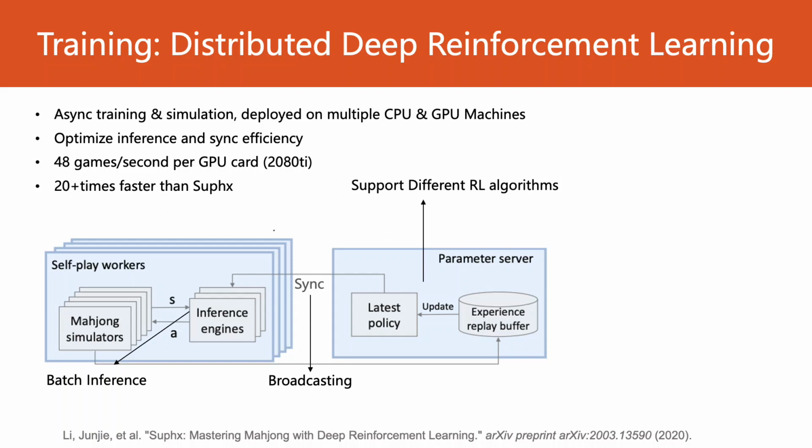So with this framework, in this competition, we can simulate 48 games per second per GPU card in the inference engine, which is more than 20 times faster than the training framework described in MSRA's paper. With this framework, we can easily extend our AI system to many different types of Mahjong rules.